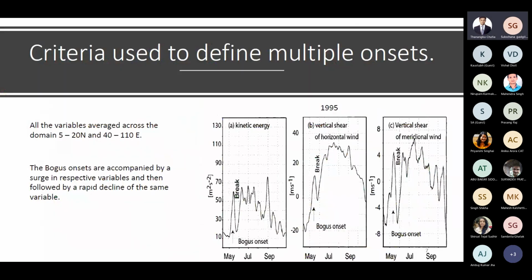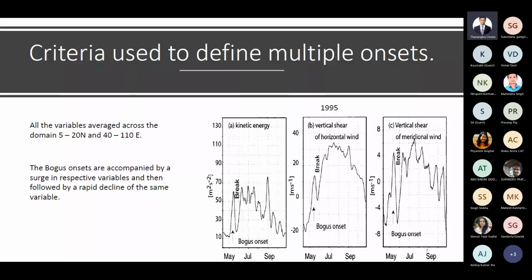So the criteria they use for bogus onset are surface kinetic energy, vertical wind shear of horizontal wind, which I suppose is zonal wind according to them, and vertical shear of meridional wind. So what they did was they averaged all these variables in the box between 5 and 20 north and 40 and 110 east.